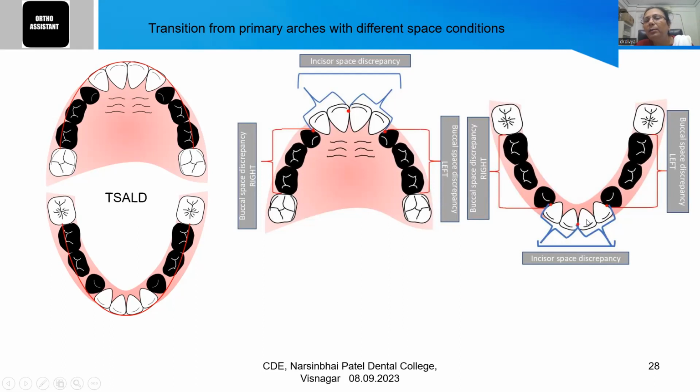And in the mandible, the primate space is distal to C. Here also, it is mesial of the canine to the mesial of the canine in the mandible, and accordingly you will calculate it through the app, because the app is just a finger application away.